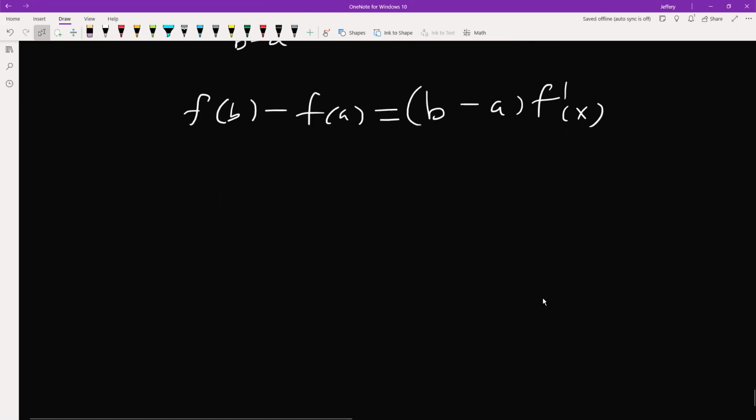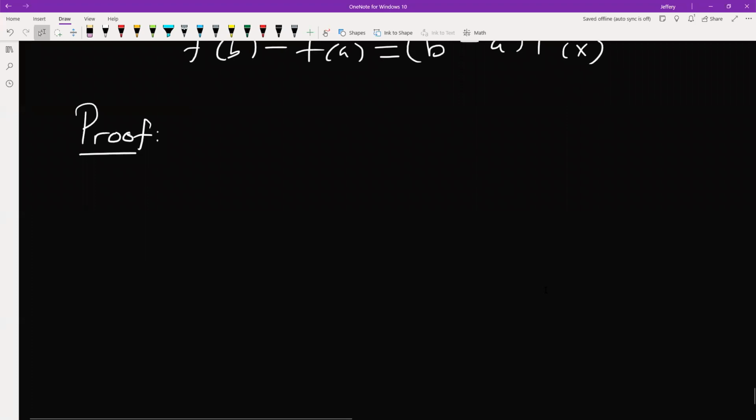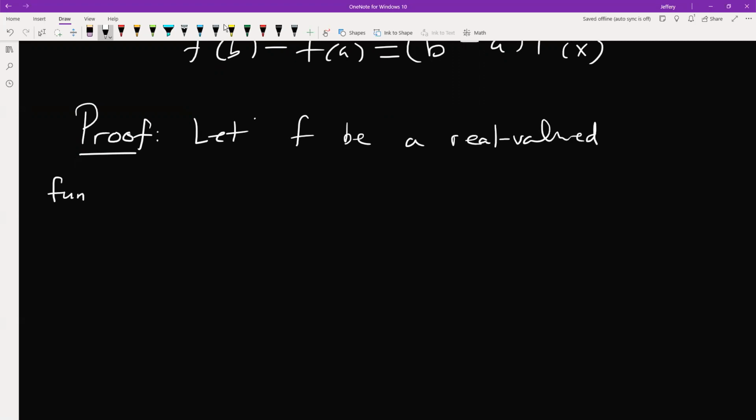Okay, so here's what we have, and now we're going to prove it. And the proof is fairly simple, straightforward, because we can use that previous Cauchy Mean value theorem. Okay, so we're going to say let f be a real valued function. I'm just going to include everything, right? Don't leave anything left to the grader to guess, right? So if I'm doing this for a test, I'm going to write down all the details.